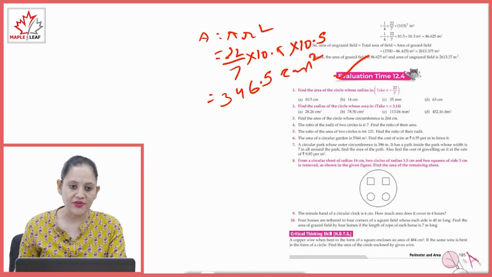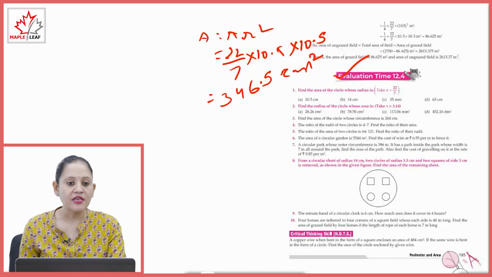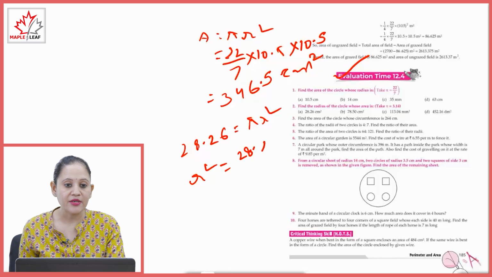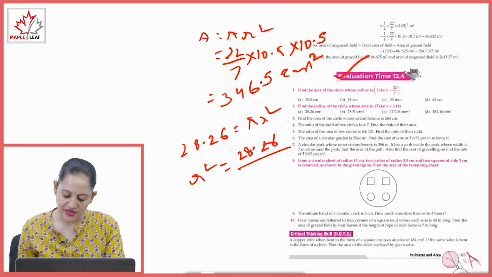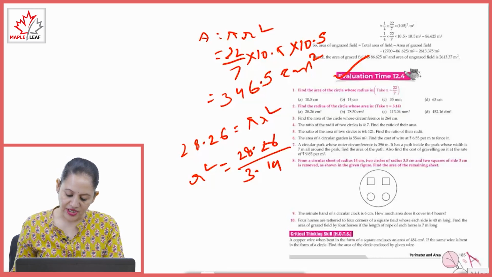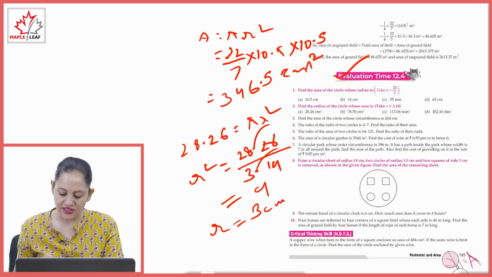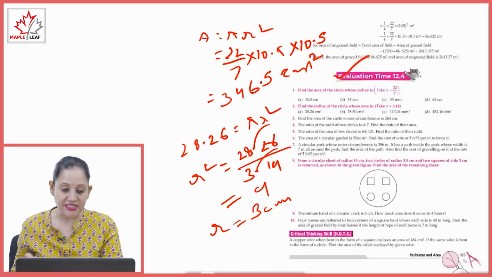Next, find the radius of the circle whose area is given. Area here is given 28.26. We have to find the radius. Area is pi r square. Here we'll take pi as 3.14. So r square equals 28.26 divided by 3.14. The decimal will cancel with the decimal. That is equals to 9. So r equals 3 centimeter. Clear? Practice all the questions of this exercise.